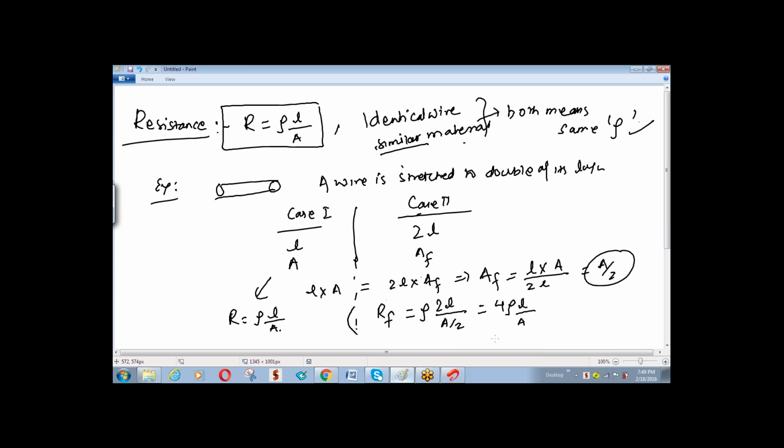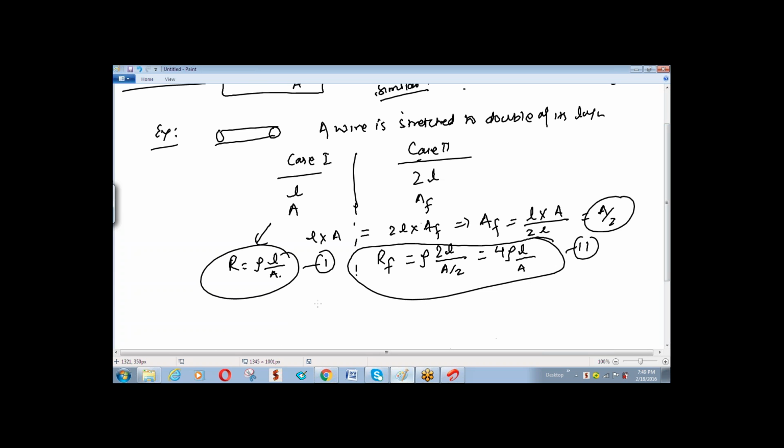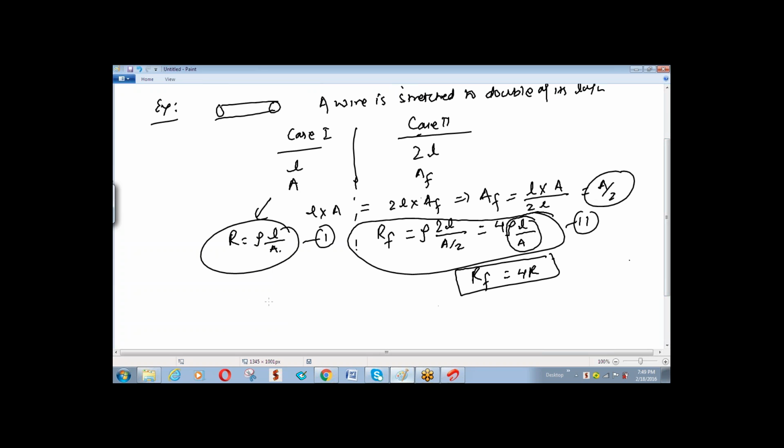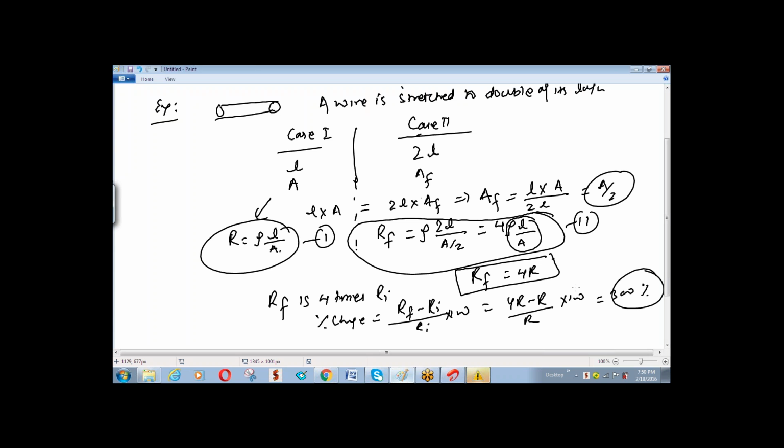So we have two equations. This is equation number 1, equation number 2. You divide both the equations, right? And even you can directly relate, because rho L by A was R. So can I say that RF is equal to 4 times R? So the final answer will be that final resistance is 4 times the initial resistance. Another answer will be percentage change in resistance. That will always be final minus initial upon initial multiplied by 100. That is 4R minus R upon R into 100. That will be 300%. Is it okay?